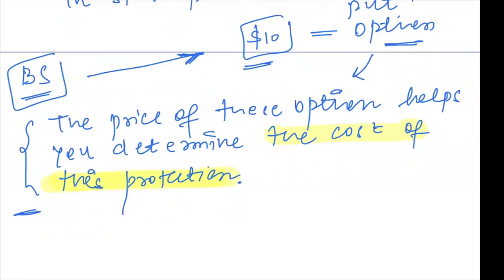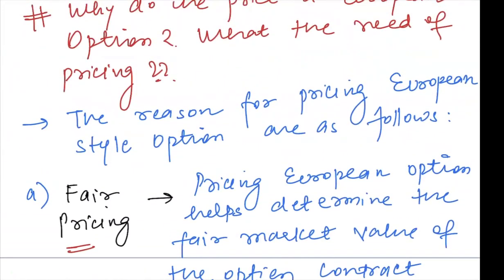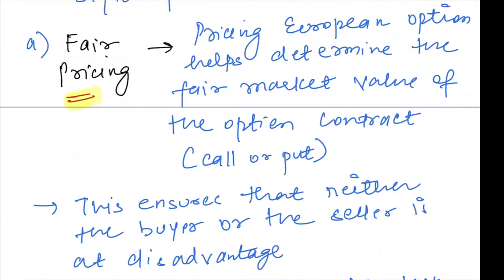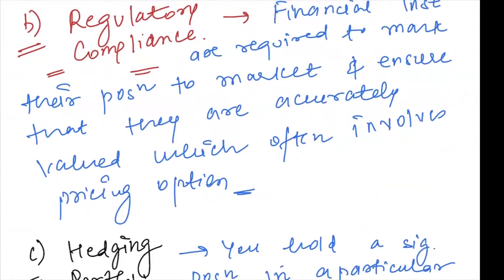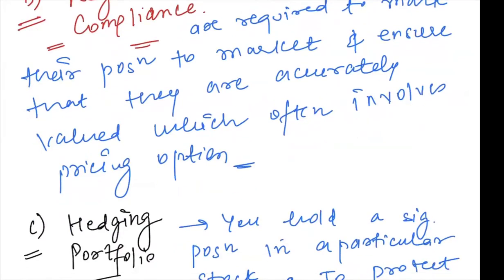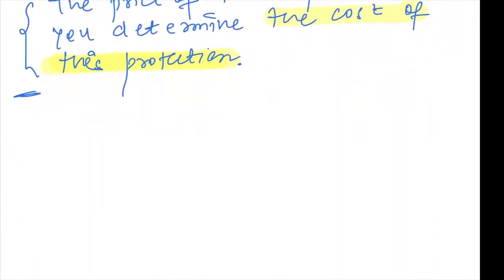So these are certain reasons why we use models like Black-Scholes or any other model. Fair pricing, just to understand what's the fair market price. For regulatory compliance, we need to mark to market our portfolio, and for that we need to have a model in place so that we can say this position has this price, right? And similarly for hedging our portfolio, which basically means you are trying to understand the cost of your protection by understanding the price of these European style options. So these are certain reasons. Are these clear?